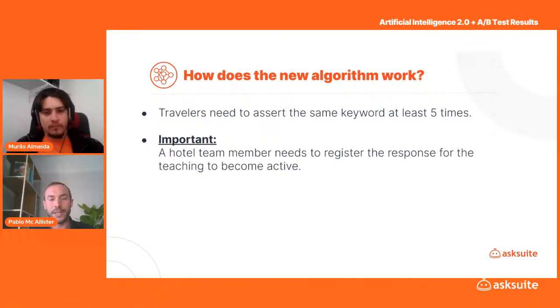A hotel team member needs to register the response for the teaching to become active, okay? This is important to know, but imagine the next. We have done everything automatic, and there's only one step that is really easy and takes only a few seconds, that Murillo will present later on, where obviously a hotel team member needs to register the response for the teaching to become active. Why did we do this?